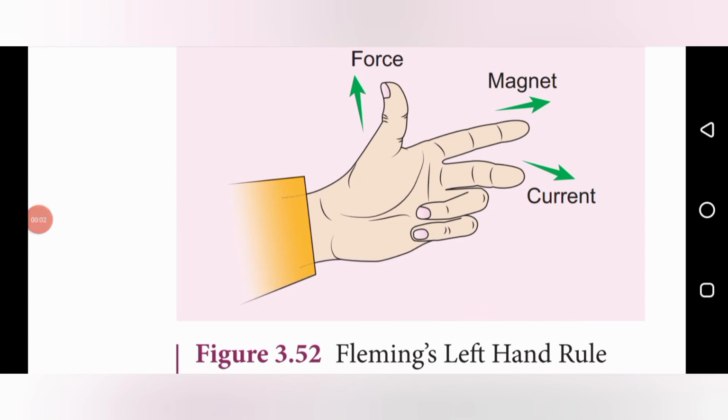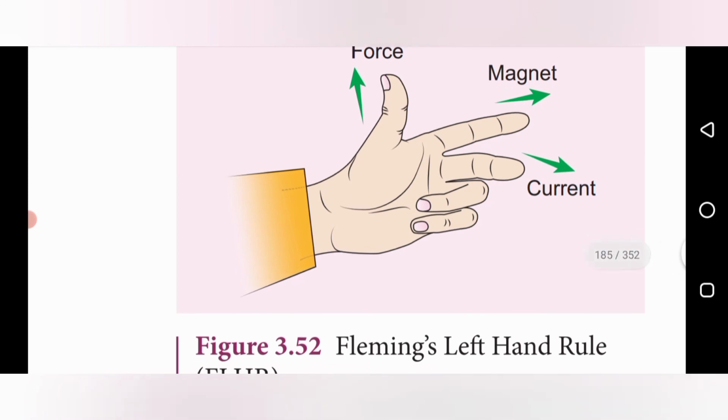Now we have to find the direction of the force experienced by the current carrying conductor placed in a magnetic field, using Fleming's left hand rule. Using this rule, we find the direction of the force. Take your left hand and make the three fingers, the thumb, forefinger and middle finger, mutually perpendicular to each other, like in this picture.